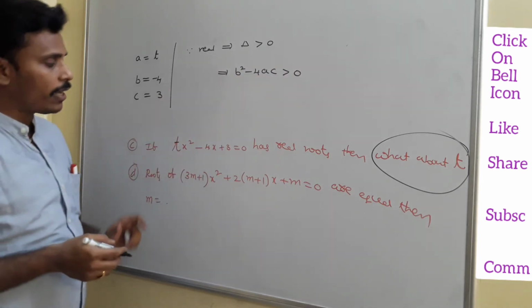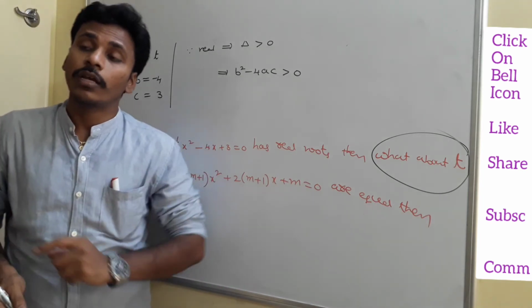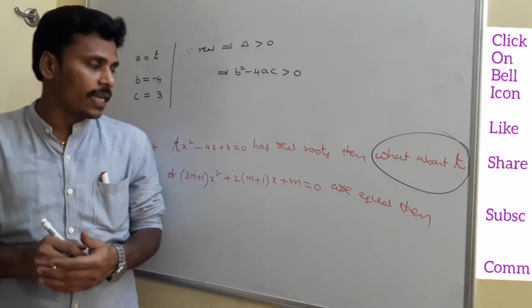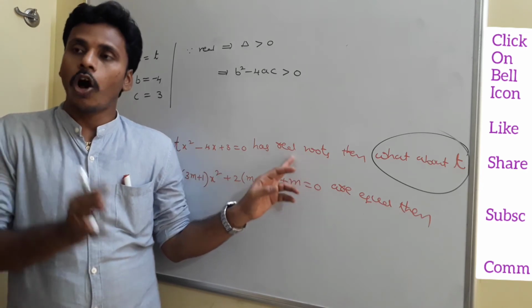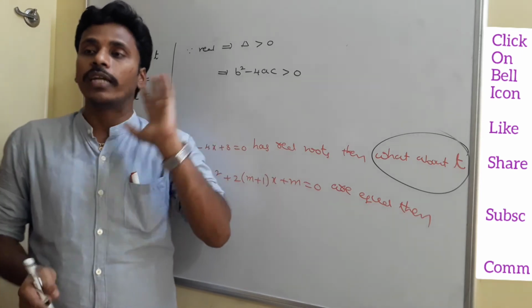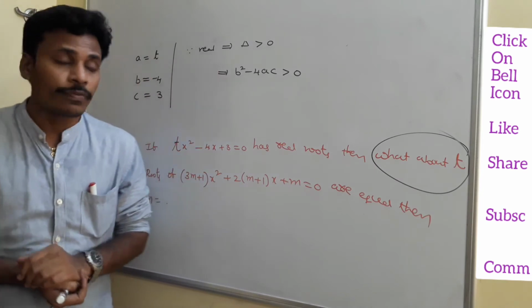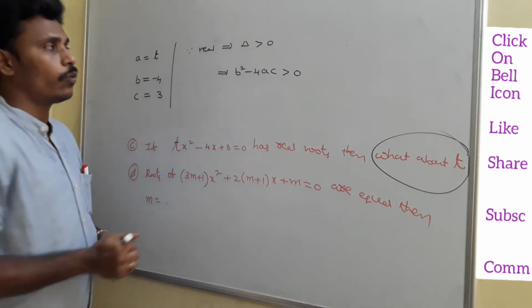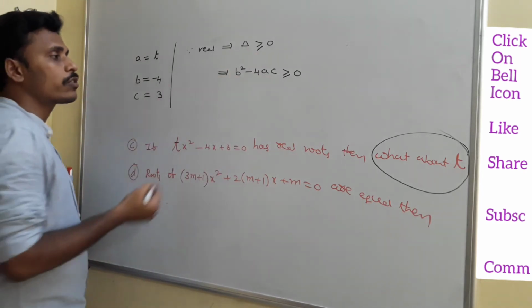They mentioned that the equation has real roots, okay? But they won't mention whether the equation has distinct roots or equal roots. You need to maintain some clarity here. If they mention in the question that the equation has real distinct roots or real equal roots or real roots: if it is real distinct roots, surely delta greater than 0. If it is real equal roots, surely delta is equal to 0. If it is just real roots, we don't know whether the roots are distinct or equal. That's why you need to take b square minus 4ac greater than or equal to 0.